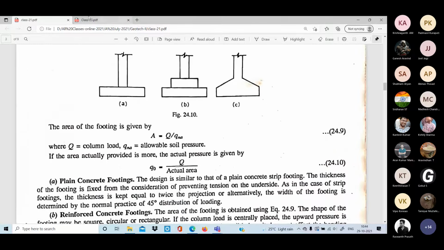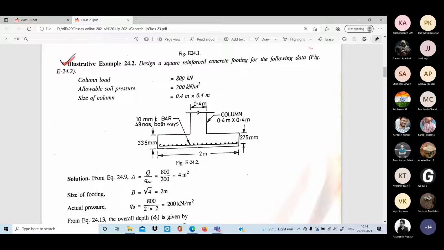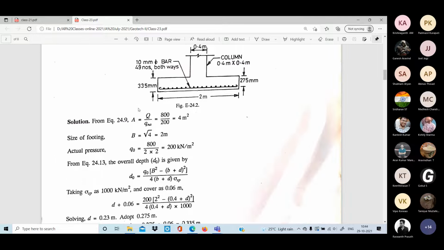Likewise, whatever you have seen for the spread footing, we calculate the area. We know the column load is 800 kilonewton, and the allowable soil pressure is also given. We can calculate the allowable soil pressure by using our theory and other equations. The size of the column is also given, the pillar whatever you see, 0.4 meters, not mm, meters. And this is our isolated footing. The first step is to calculate the area.